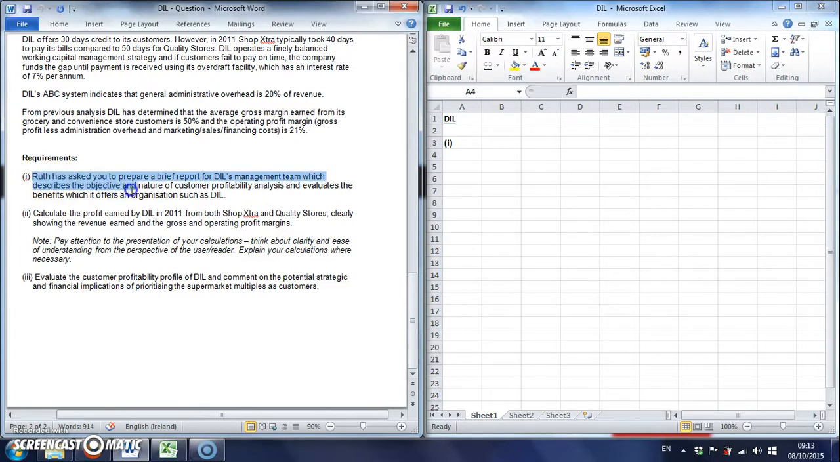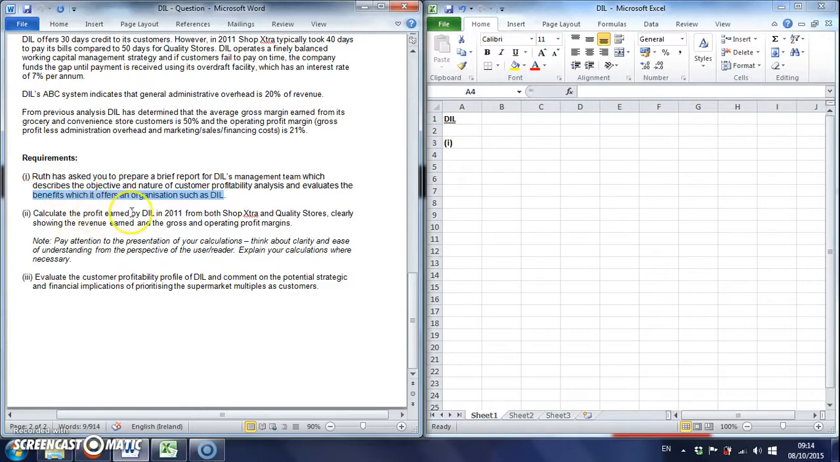So first one, part 1, you're asked a brief report to the management of DIL, which ultimately describes what CPA, customer profitability analysis, is about, and evaluates the benefits. So in particular, the point I'm getting at here, if this is an exam scenario, is one, that you have a professional report, because it's going to DIL's management team. It describes what CPA is, so it gives them an overview what the purpose of it is, how do you go about it, and then finally evaluates the benefits. So this is really, it's not a generic checklist here. I want you to read through the question and identify, look, where is this useful for DIL to apply.